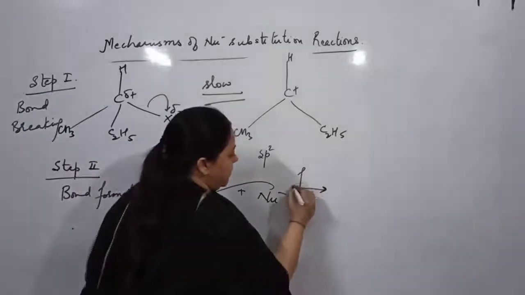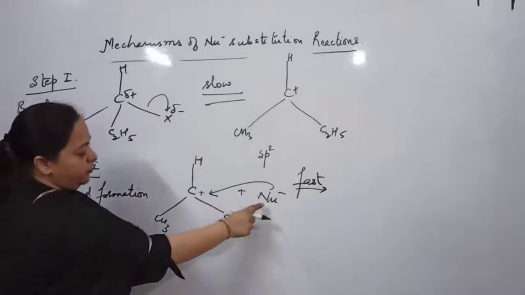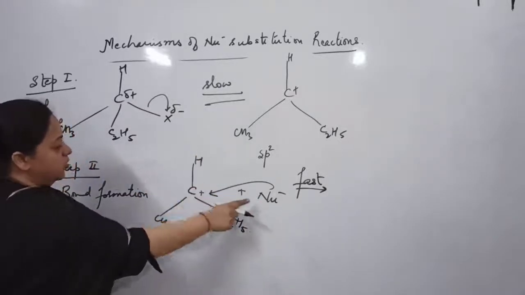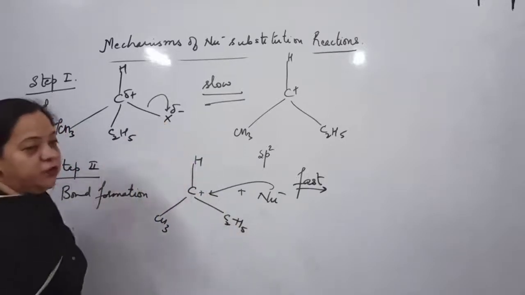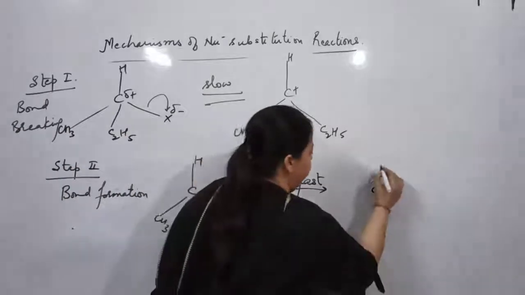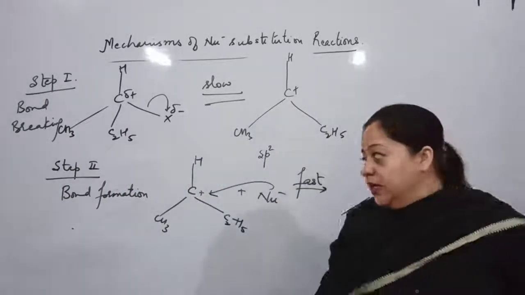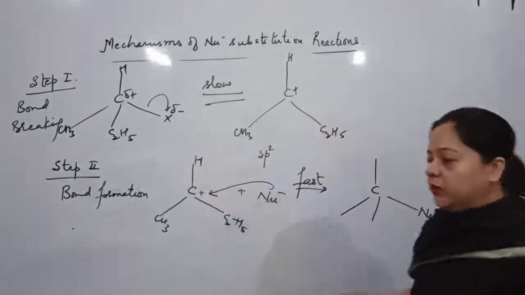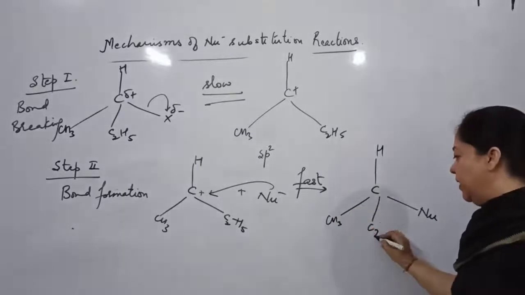This step is a fast step which does not affect the rate of the reaction. There is 50% probability for the frontal attack, that is nucleophile will attack from the same side from where the leaving group leaves. And in that case, the nucleophile will occupy the same position which is occupied by the leaving group. Hydrogen, methyl and ethyl.